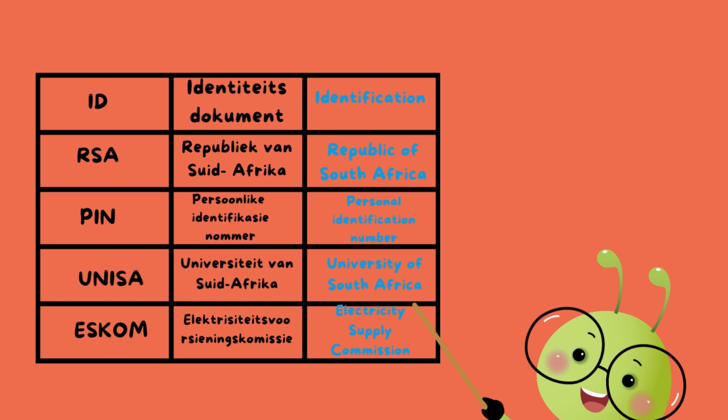ESKOM. ESKOM stands for, in Afrikaans, Elektrisiteitsvoorsieningskommissie. Elektrisiteitsvoorsieningskommissie. Now, in English, that is Electricity Supply Commission. Elektrisiteitsvoorsieningskommissie. This one is a long one. It might be a little bit difficult to pronounce. But practice always makes us better.